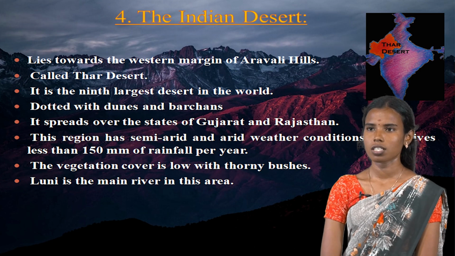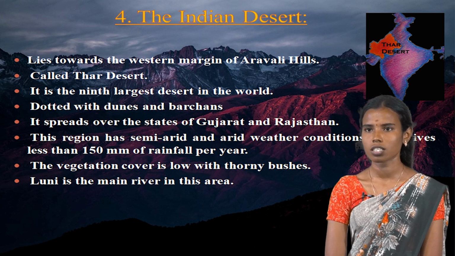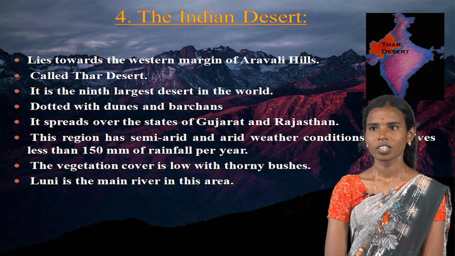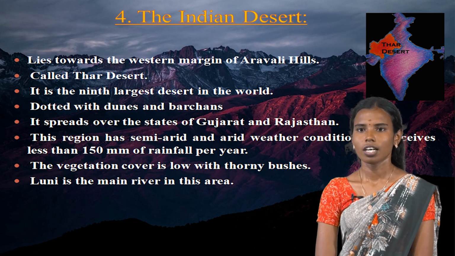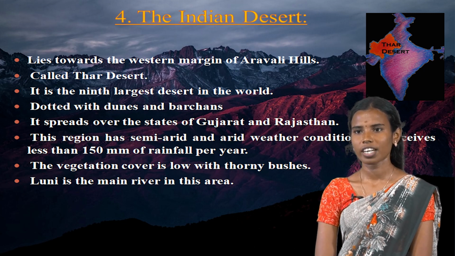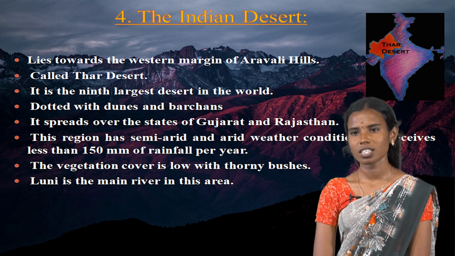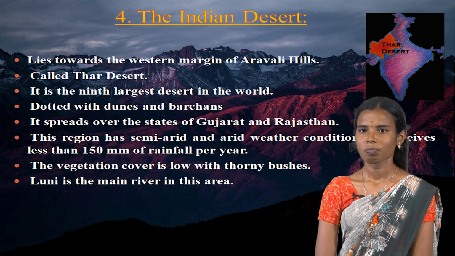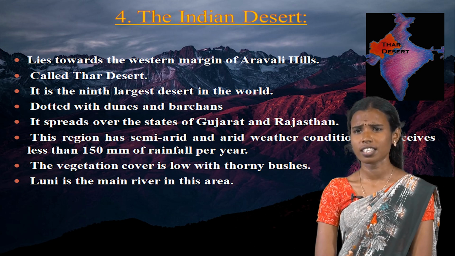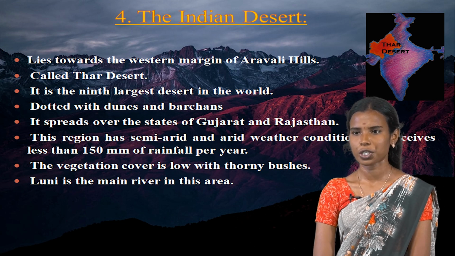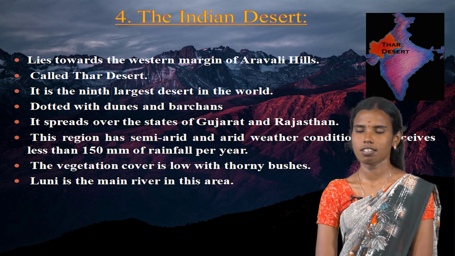Next one, the fourth one, is the Indian desert, that is the Thar desert. The Thar desert lies towards the western margin of Aravalli hill. It is the 9th largest desert in the world, dotted with sand dunes and different types of barchans. It spreads over the states of Gujarat and Rajasthan. This region has semi-arid to arid weather condition and it receives less than 150 millimeters of rainfall per year. The vegetation cover in this Indian desert is low with thorny bushes. Luni is the main river in this area.